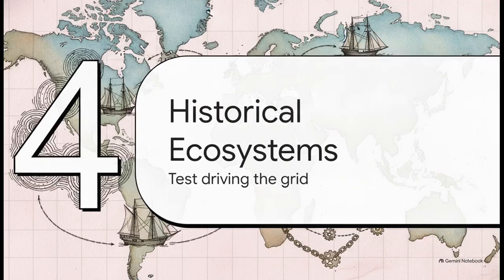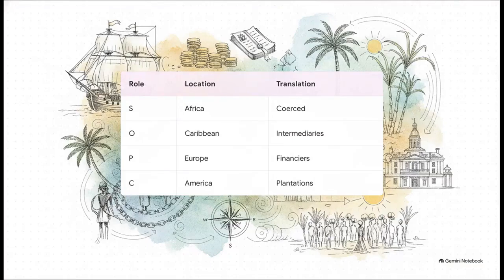Let's see this in action in section 4, mapping historical ecosystems. Time to take the grid for a test drive. Let's test drive this model by applying it to a really heavy, highly complex historical example, the transatlantic slavery system.